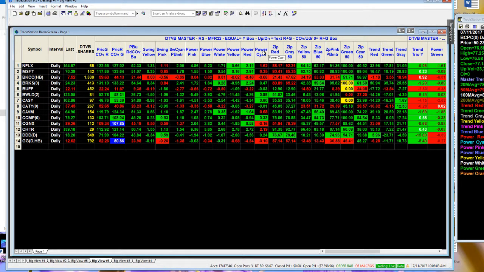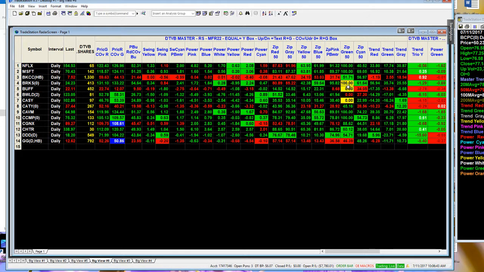your primary price relationship cycle change indicators. For example, when power red goes over zero, you are generally in an uptrend. When it goes under zero, you are generally in a downtrend. So BKCC is starting into a downtrend, in my opinion, at this point. It could have been going down for several days before power red crossed over zero, but on this day we have a significant cross. And it's currently at $7.52.